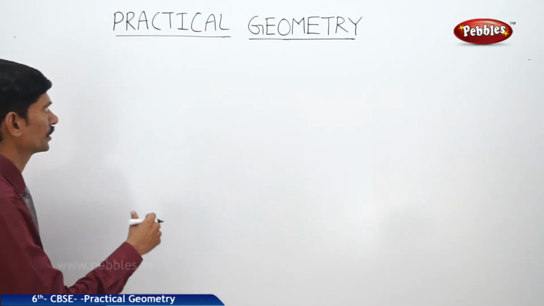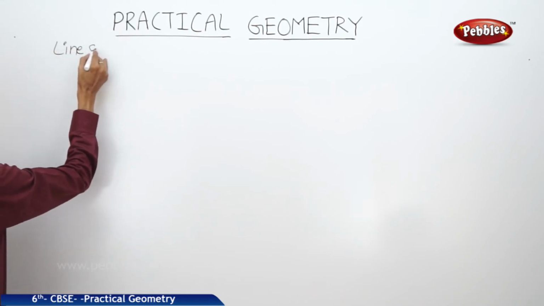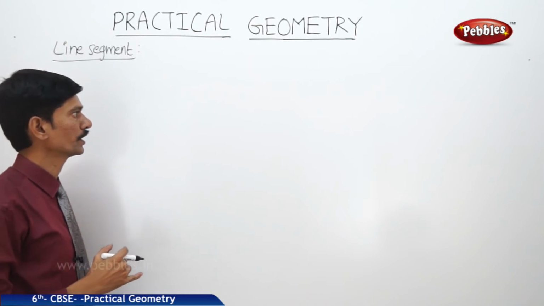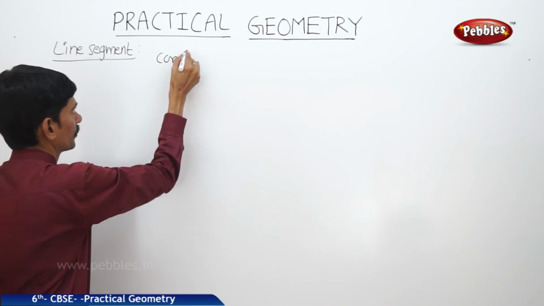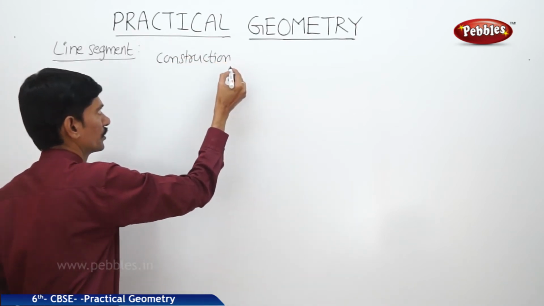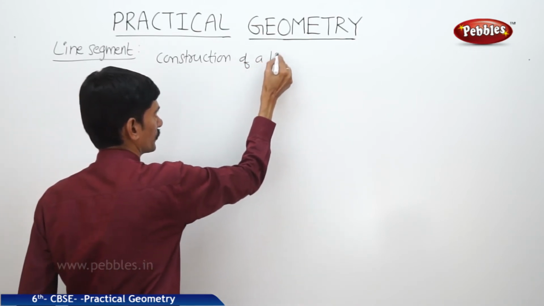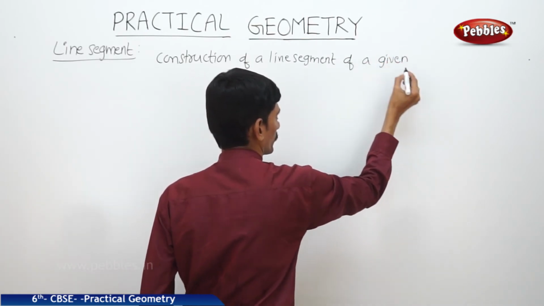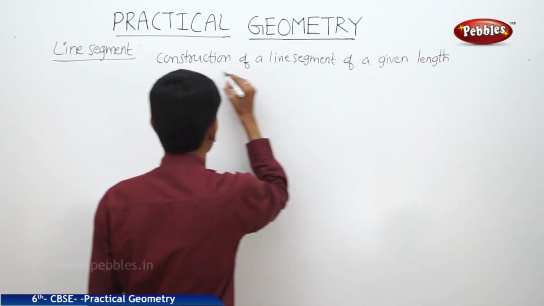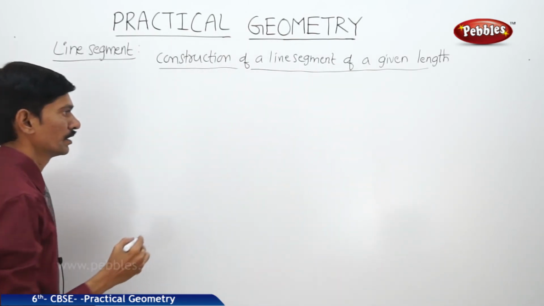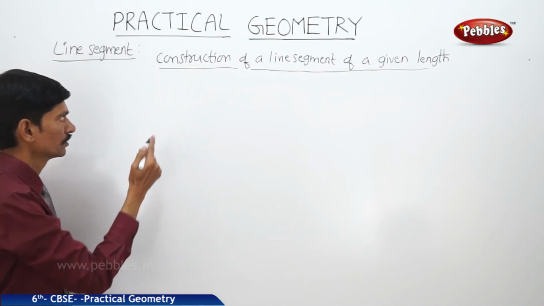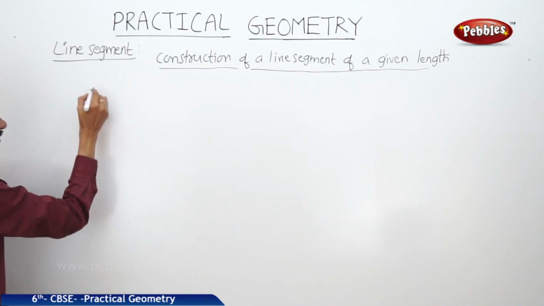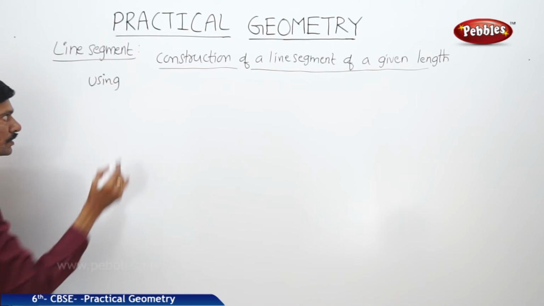Now let us learn about the line segment and construction of a line segment. Now what is a line segment? A line segment is a portion of the line which has two endpoints, and we should construct a line segment of a given length now using ruler and compasses. Actually we can construct a line segment using the ruler. So using ruler we can draw the line segment up to the required length, but we should construct the line segment using ruler and compasses.